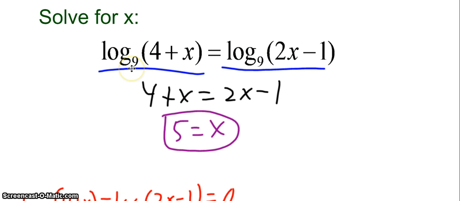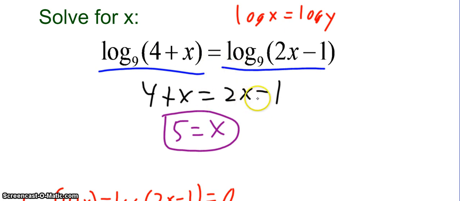So remember our property of logs where we said, if I have log of x equals log of y, then x has to equal y. Well, that's the scenario I have here. Log base 9 of 4 plus x equals log base 9 of 2x minus 1. This is only true if 4 plus x equals 2x minus 1. So I can go ahead and essentially drop the logs and set those equal to each other, only because the bases are the same. If the bases are different, now it becomes a different problem.